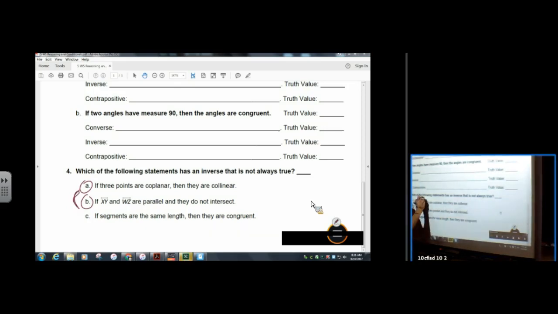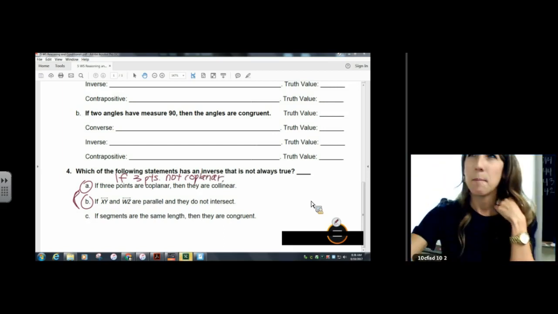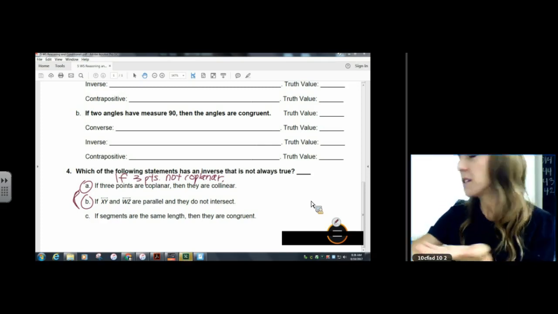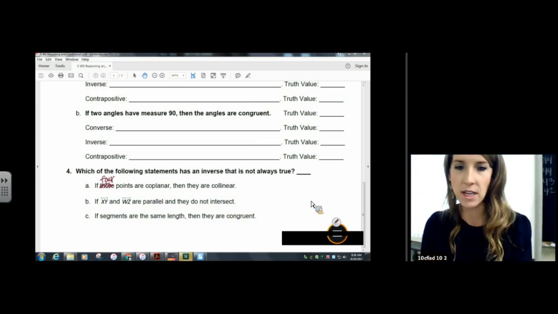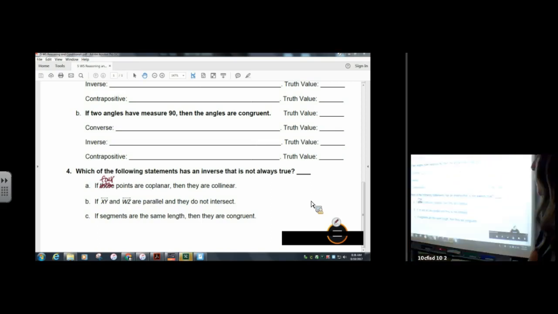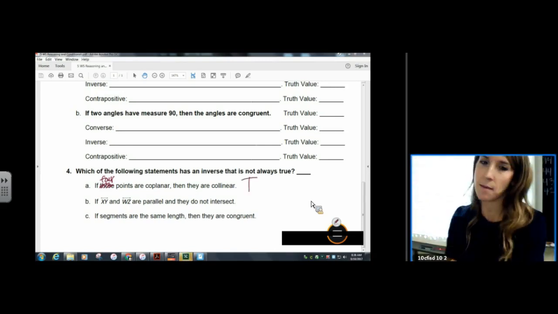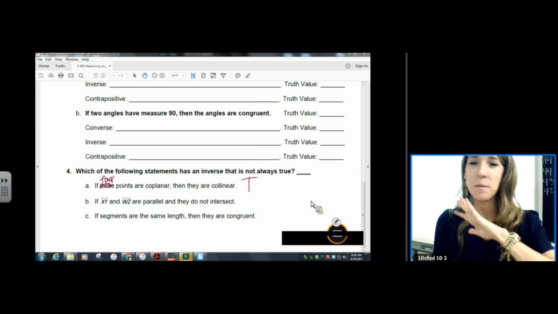If 3 points are not coplanar, I kind of have a problem with that because there's no such thing as 3 points not being coplanar. So honestly, what I would do if I could redo this worksheet, I would change this to 4, and then I would really like this problem a lot better. Let's pretend it was 4. If 4 points are not coplanar, then they are not collinear. And that is true all the time, every time. I think the person who designed it meant to put 4. So can we pretend it was 4? Then that would be true, and I like it.